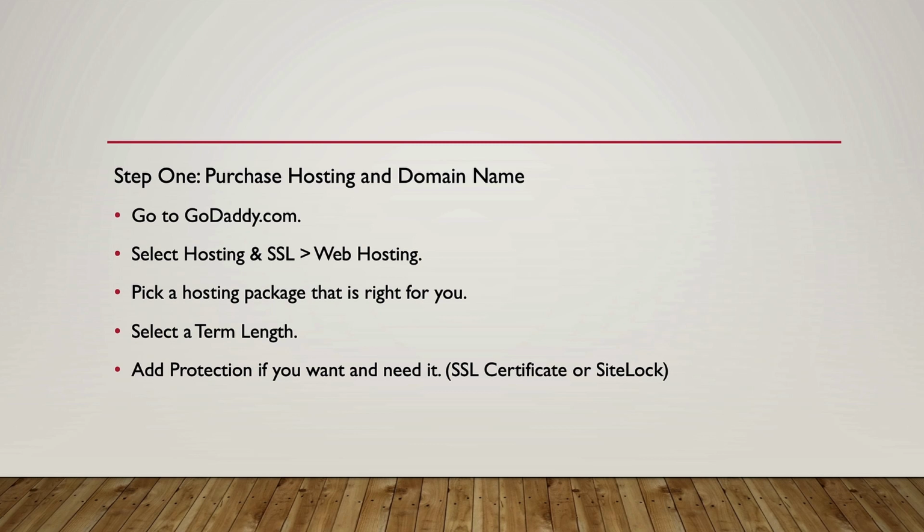There are several websites where you can buy hosting services, but as this video is about WordPress and GoDaddy, we'll talk about WordPress and GoDaddy. So you have to go to godaddy.com. GoDaddy is a place where you can get hosting for yourself. After going to GoDaddy, you have to select Hosting and SSL, and then go to Web Hosting. And after that, you have to pick a hosting package that is right for you.